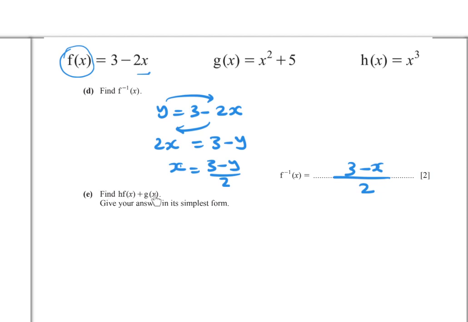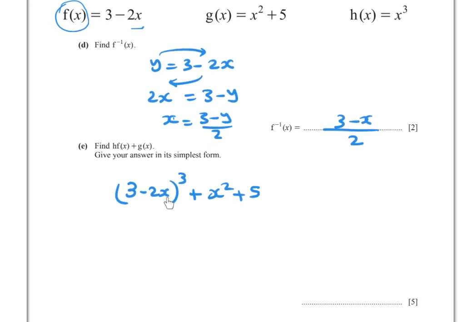Find hf(x) plus g(x) in the simplest form. For hf(x), we need to put f in h. So this means (3 minus 2x) all to the power 3. This is hf plus g(x), so plus x squared plus 5. We need to simplify, so we need to expand this one. (3 minus 2x) to the power 3 can be written as (3 minus 2x) times (3 minus 2x) times (3 minus 2x).